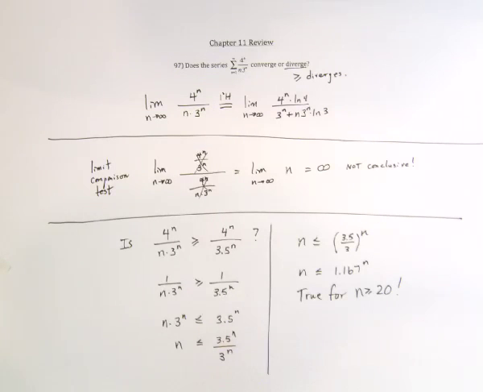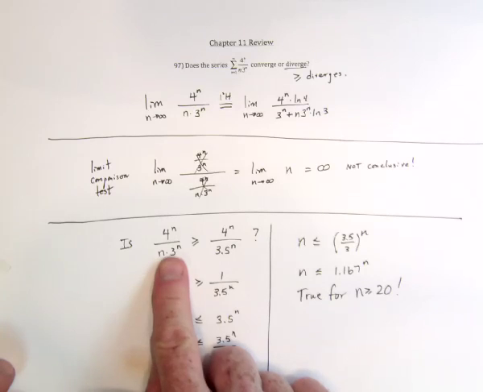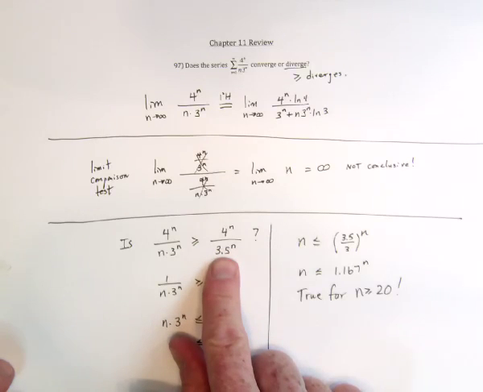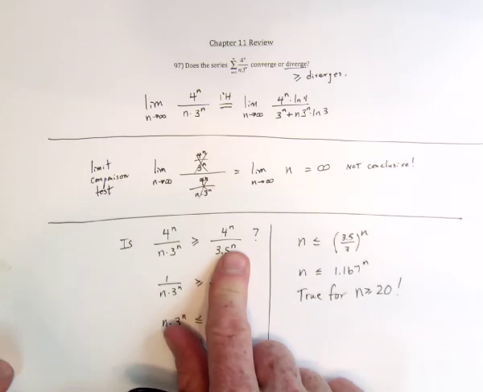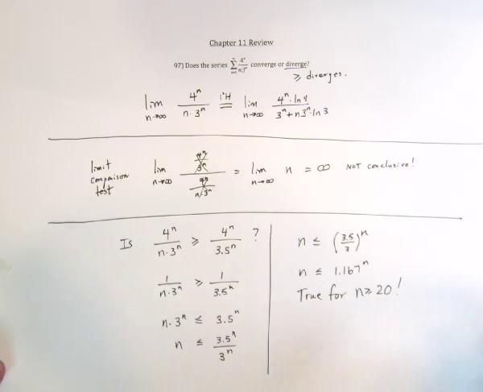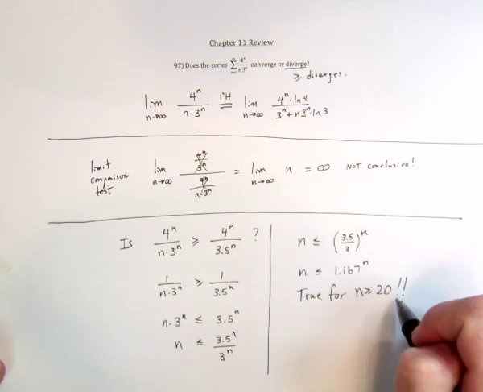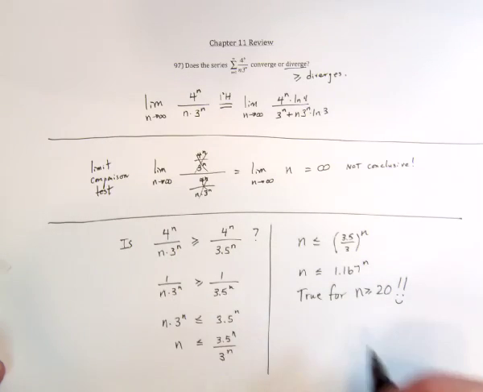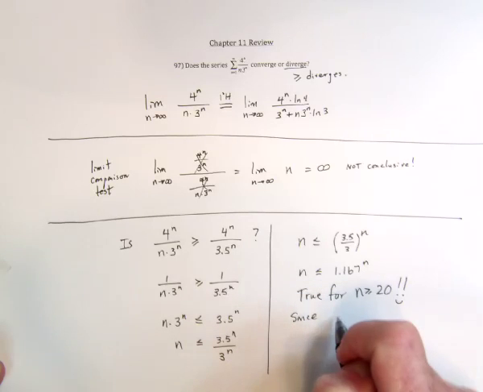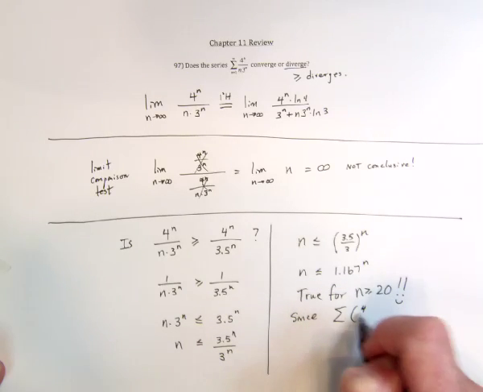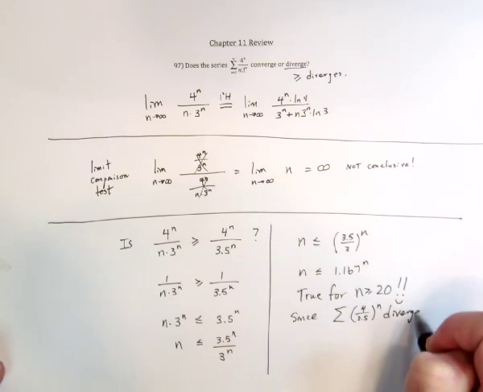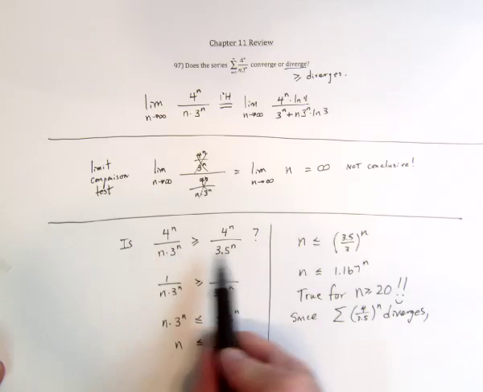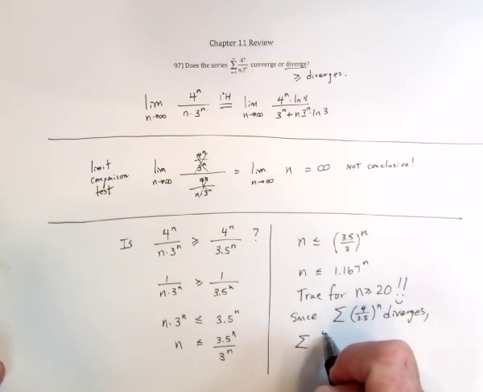So that means that this series right here, the one that we were given, is going to be bigger than this one, which diverges, and it's going to be bigger than this one from 20 on. Not 20 factorial, that's 20 with excitement. So that means that this one does diverge. So since this one, 4 divided by 3.5 to the n, diverges, and since we just showed that this one is bigger than that one, then this one diverges also.